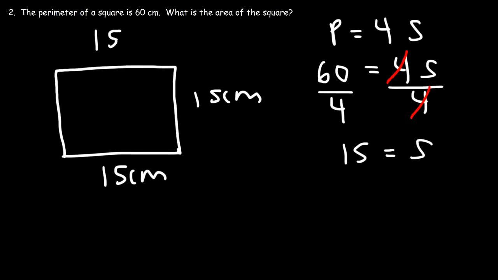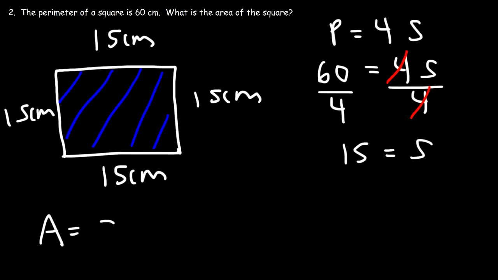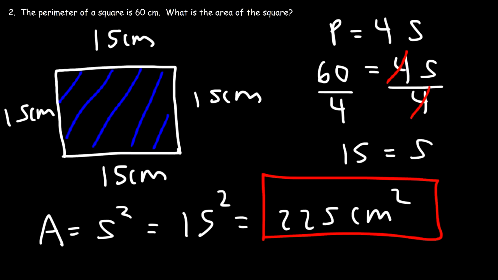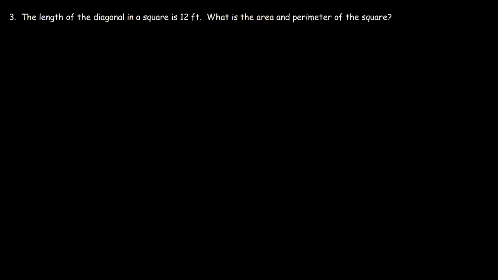So now that we have the side length, we can calculate the area. So the area of this square is going to be s squared, or basically 15 times 15, which is 15 squared. And so that comes out to be 225 square centimeters. And so that's it for this problem. That's the area of this particular square. Now let's try this problem.